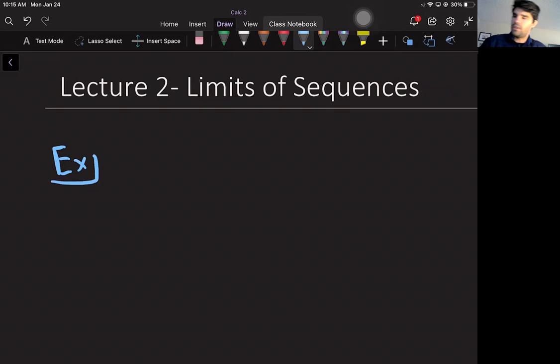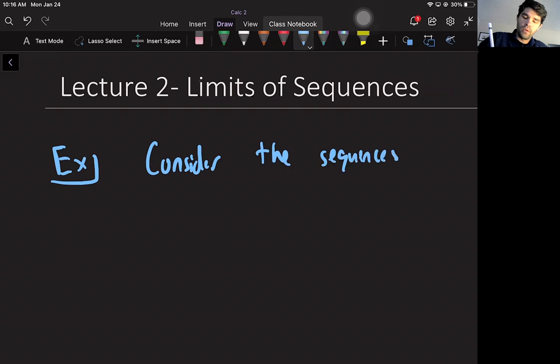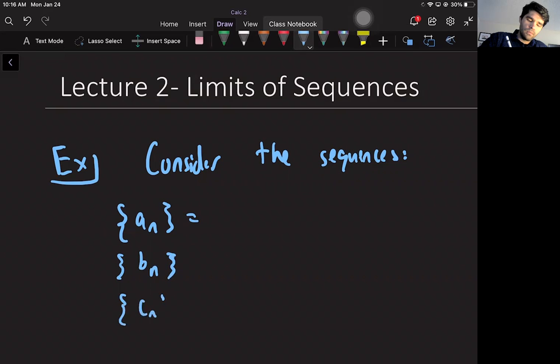And it's best just to see it through example. So let's think about 3 sequences. Because I have 3 of them, I'm going to use A, B, and C to describe them. So AN, BN, and CN will be my 3 sequences.